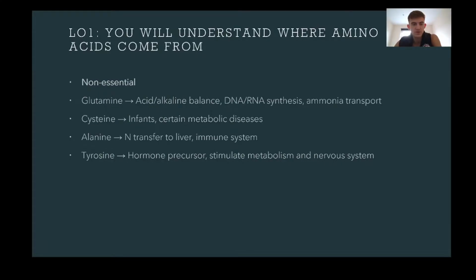Then we've got these non-essential ones. So these are basically our DNA bases here. They've got glutamine, acid-alkaline balance, DNA RNA synthesis, ammonia and transport. Then we've got cysteine, infants and certain metabolic diseases. Alanine, nitrogen transfer to the liver, immune system, and tyrosine, hormone precursor, and stimulates metabolism and nervous system. So we'll see tyrosine again when we do the thyroid hormone, as that's one of the precursors for that.